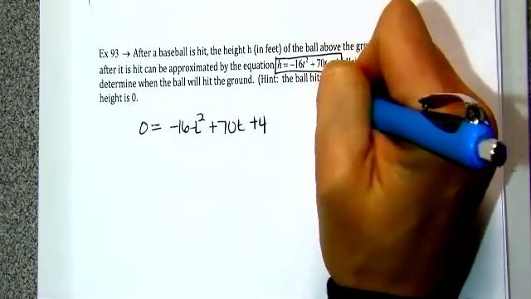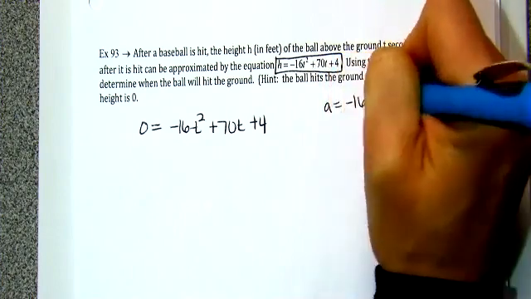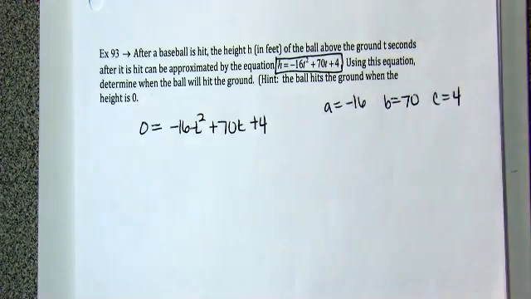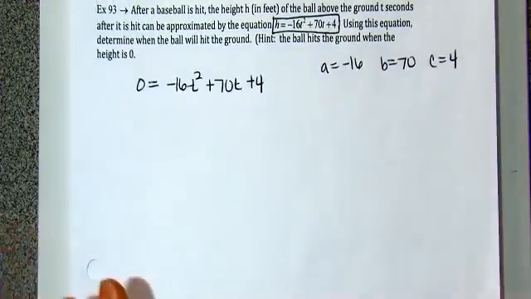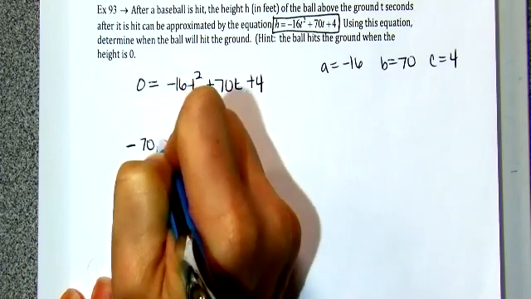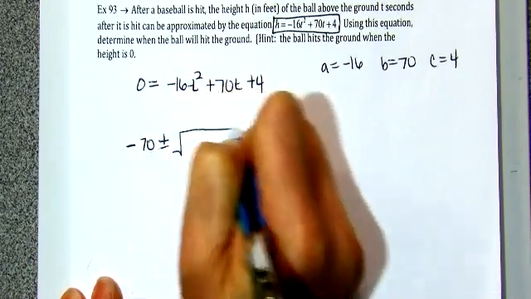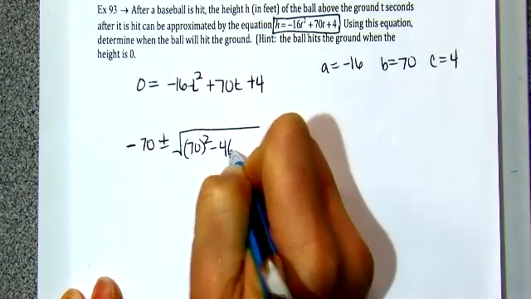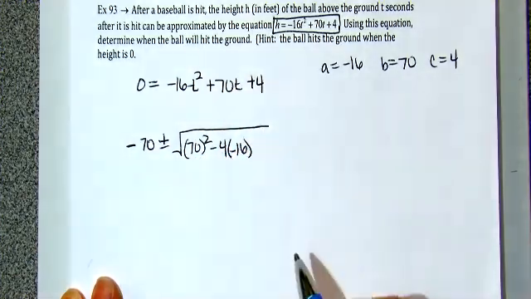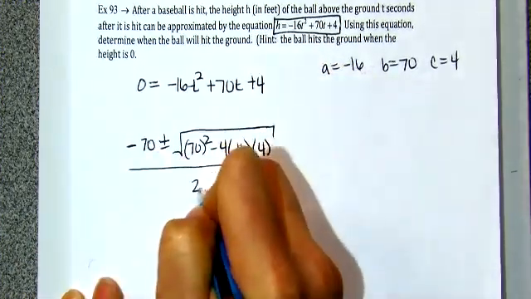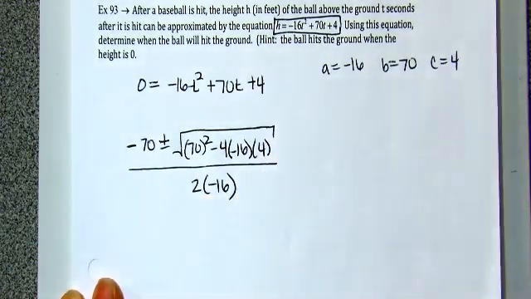And so we just use our quadratic formula. A equals negative 16, B equals 70, and C equals 4. So in that formula, we say negative B, so negative 70 plus or minus, underneath the radical, 70 squared minus 4 times A, and A is a negative 16, times C, and C is 4. All over 2 times A, and A is a negative 16.